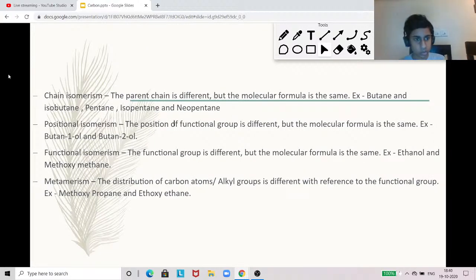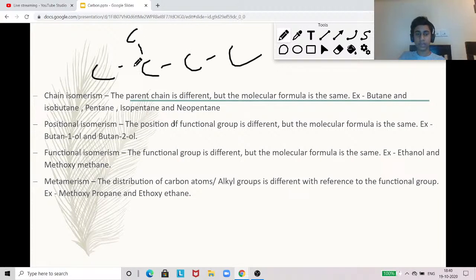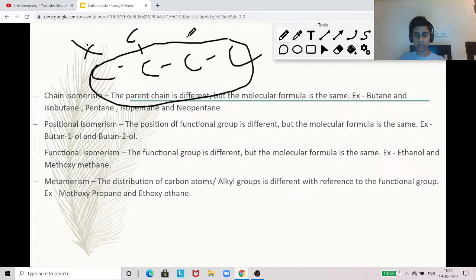Now, these are just the different forms of structural isomerism. So we look at chain isomerism. The parent chain is different. The parent chain is just the longest chain. So if we have carbons like this, we'll not choose this as the chain. That's wrong. The real chain will be this. This is right.